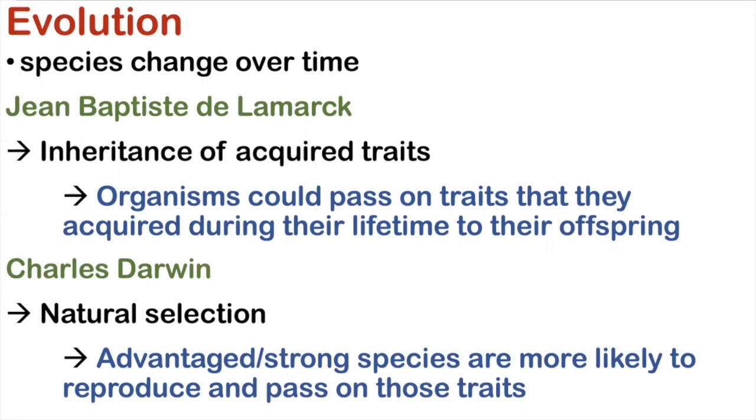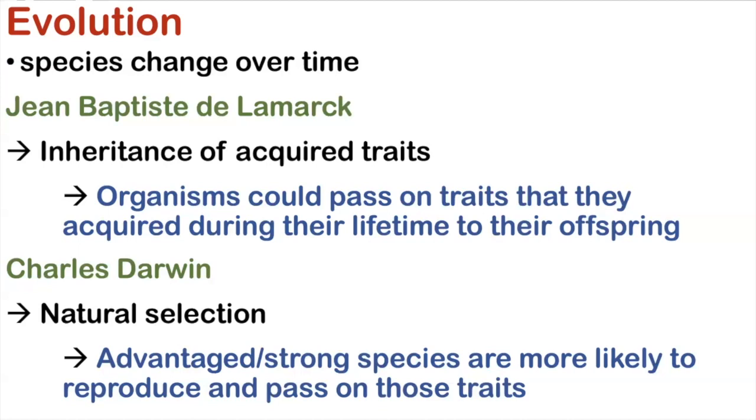So the study of evolution has greatly expanded our understanding of the natural world and has provided us with insights into the origins and diversity of life. In the previous video, we discussed the most important key figures in the history of evolution, Lamarck and Darwin. Lamarck proposed the idea of the inheritance of acquired traits, which suggested that organisms could pass on traits that they acquired during their lifetime to their offspring.